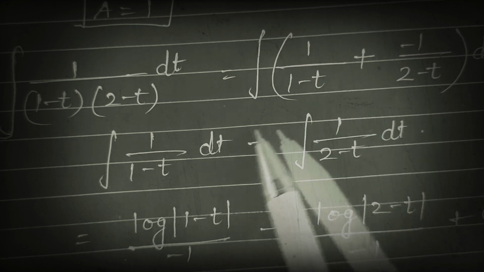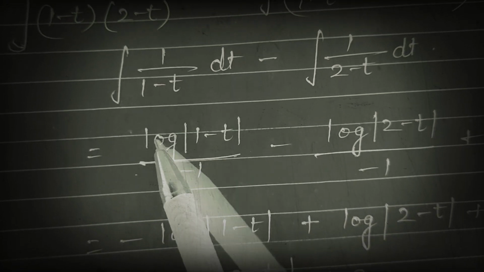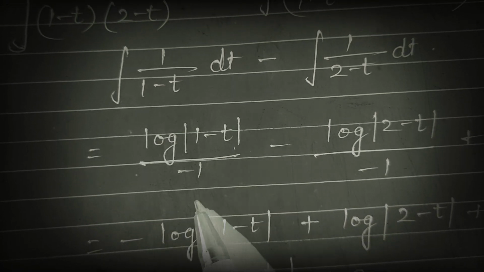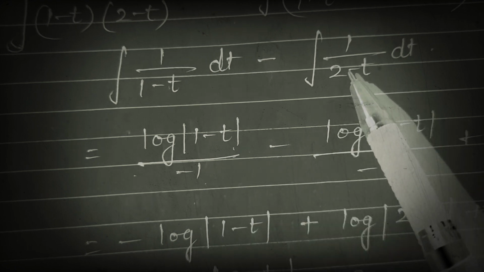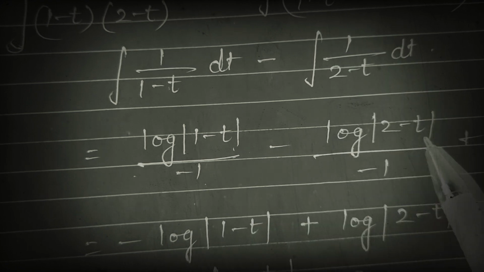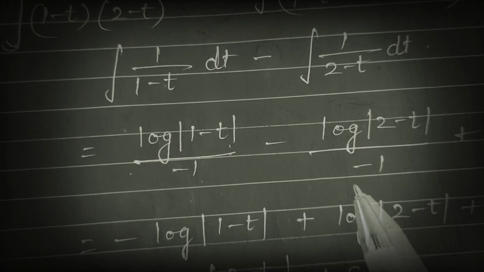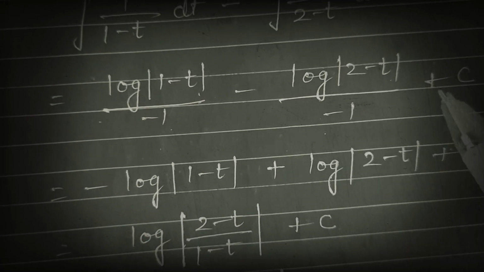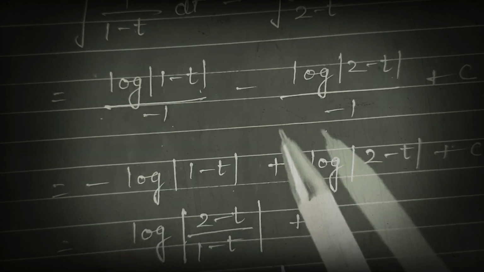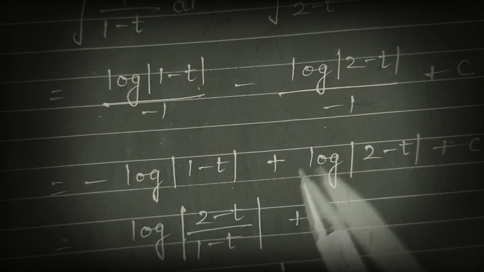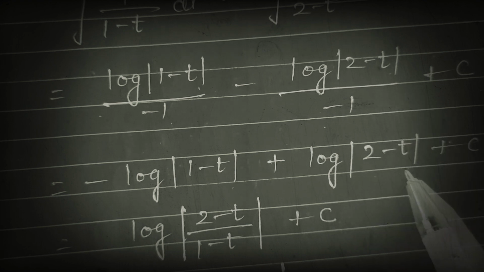After integration, 1 upon t into 1 minus t integration is log of 1 minus t upon minus 1, because the t coefficient is minus 1 here. Minus of its integration is log of 2 minus t, and the t coefficient is minus 1 also. So we will get minus 1 in the denominator plus c. Minus of log 1 minus t, minus into minus is plus, it is log of 2 minus t plus c.